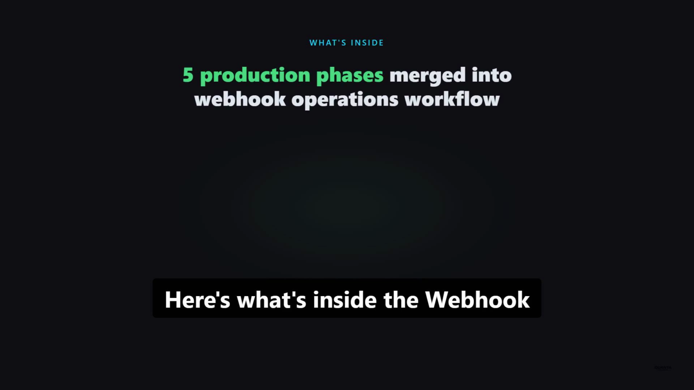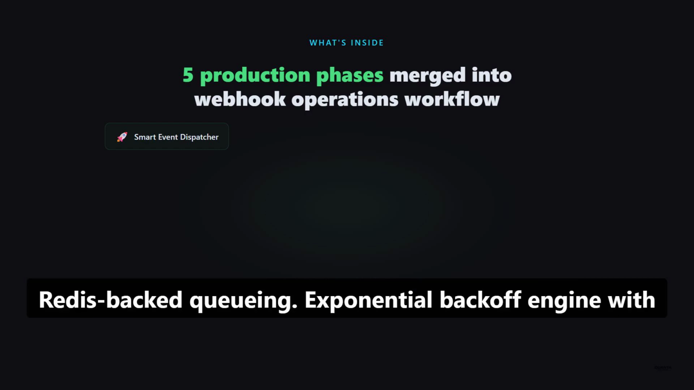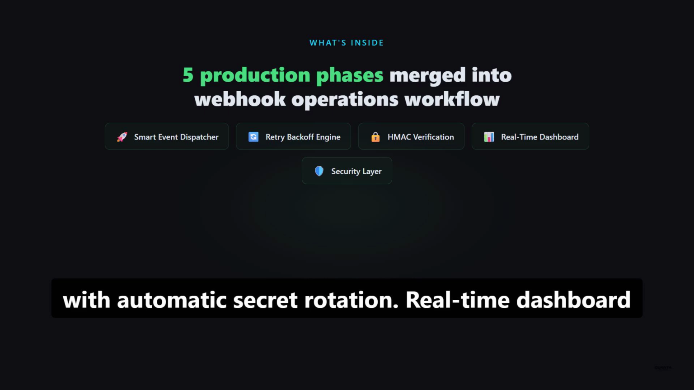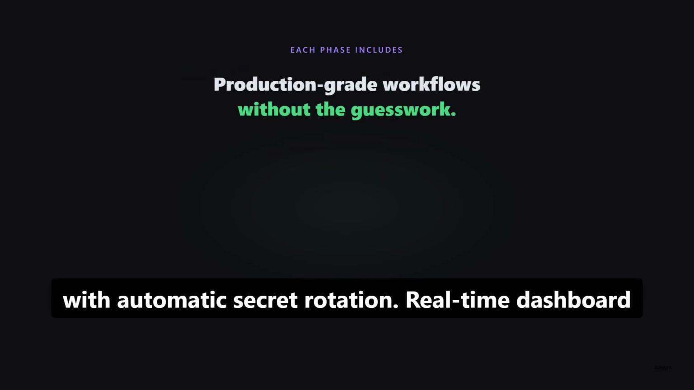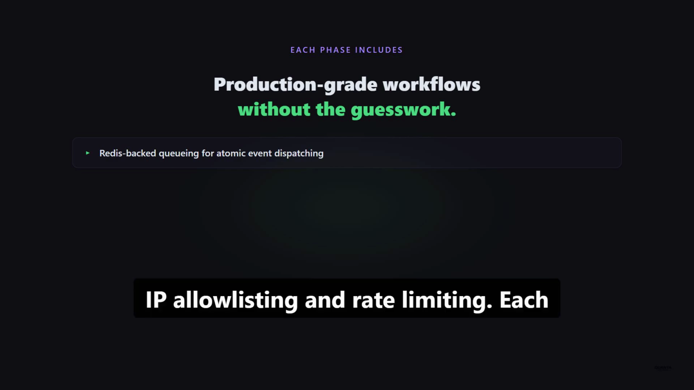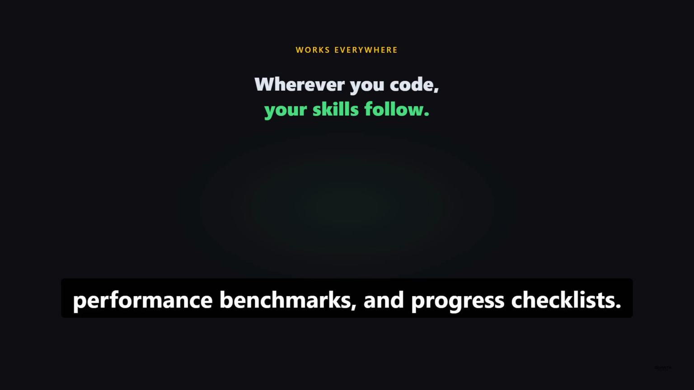Here's what's inside the webhook system pack: Smart Event Dispatcher with Redis backed queuing, exponential backoff engine with customizable retry ceilings, HMAC verification middleware with automatic secret rotation, real-time dashboard with Grafana integration, security layer with IP allow listing and rate limiting. Each phase comes with working code templates, performance benchmarks, and progress checklists.